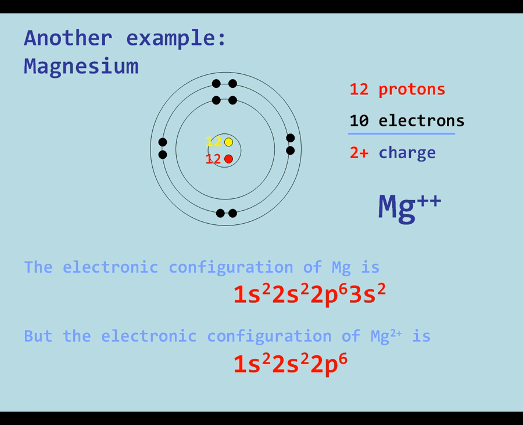The configuration for magnesium is 1s2, 2s2, 2p6, 3s2, but now for the magnesium ion, it's lost its 3s2 electrons. It would be written 1s2, 2s2, 2p6.